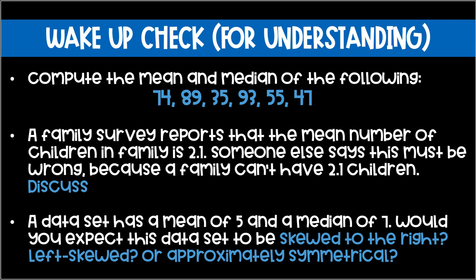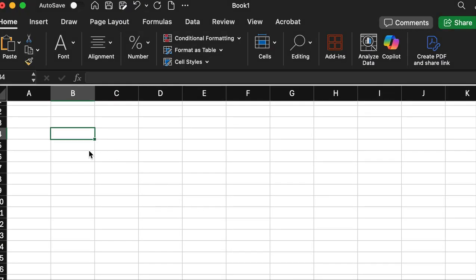Now, I'm going to take advantage of this checkup question, and I'm going to show you how to calculate the mean and the median using Excel. We're going to type our dataset. I'm going to type 74, 89, 35, 93, 55, and 47. I have a count of 6 values: 74, 89, 35, 93, 55, and 47. Okay, let me zoom in a little bit.